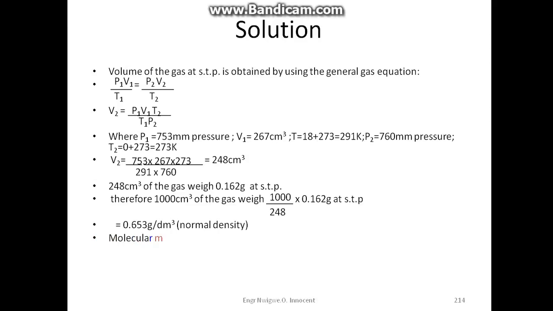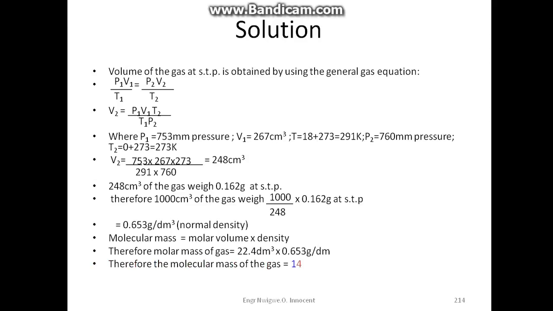Molar mass equal to molar volume times density. Therefore, molar mass of gas equals 22.4 dm cube times 0.653 gram per dm cube. Therefore, the molar mass of the gas is equal to 14.63.